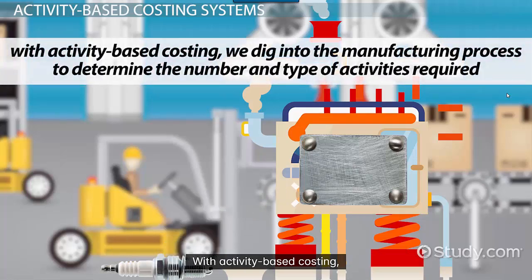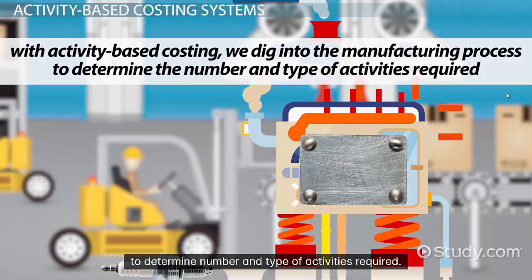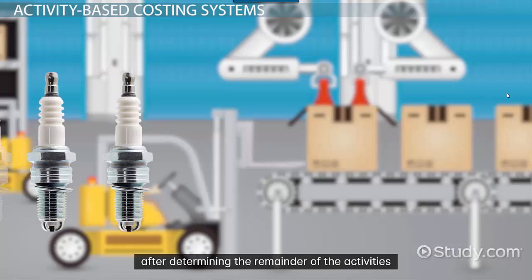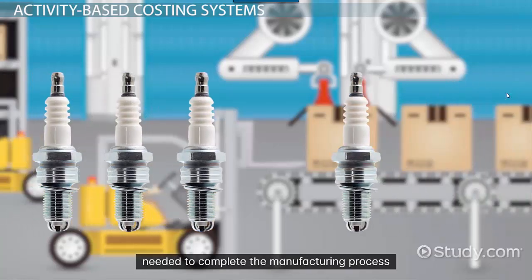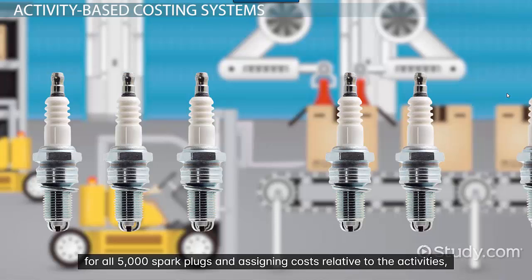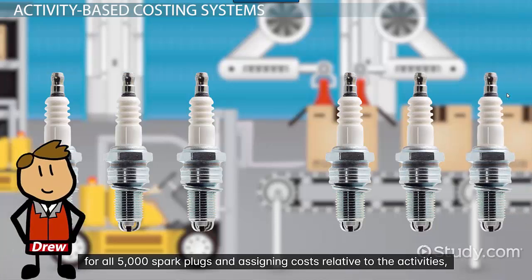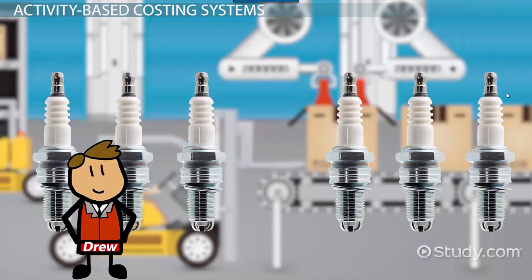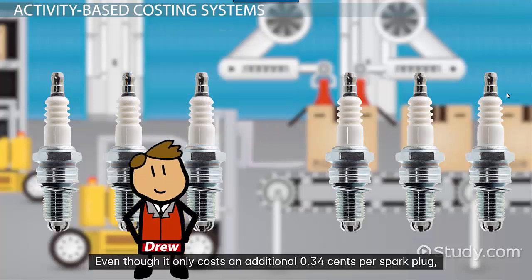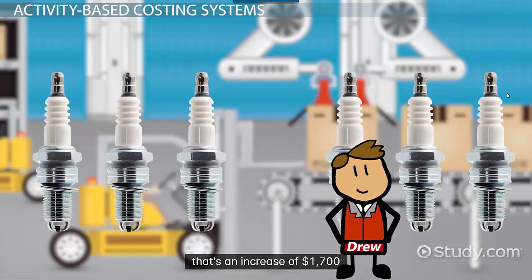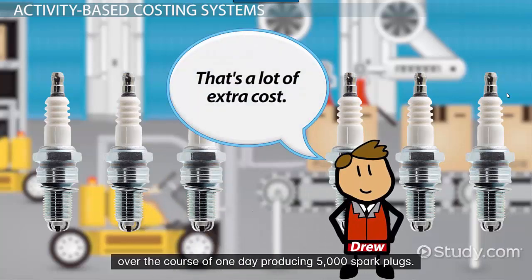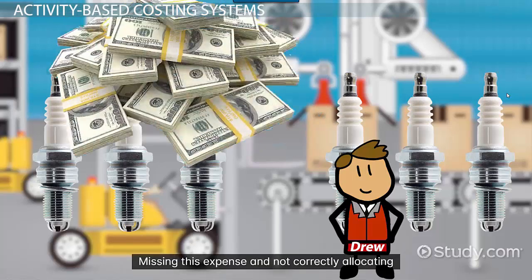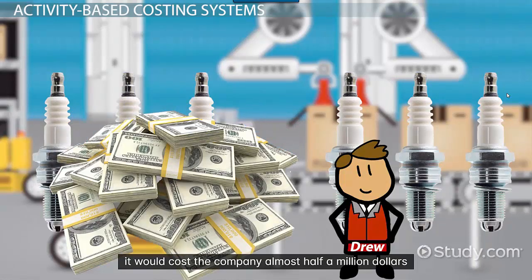Traditional costing systems don't account for things like this. With activity-based costing, we dig into the manufacturing process to determine the number and type of activities required. Say, for instance, that after determining the remainder of the activities needed to complete the manufacturing process for all 5,000 spark plugs and assigning costs relative to the activities, you discover that it actually costs $1.57 to produce each spark plug. Even though it only costs an additional 34 cents per spark plug, which seems minimal, that's an increase of $1,700 over the course of one day producing 5,000 spark plugs.